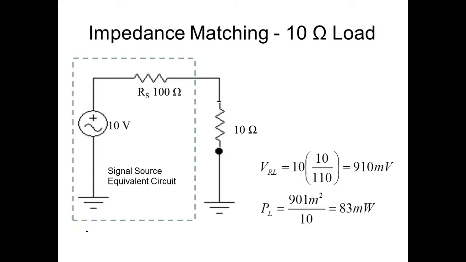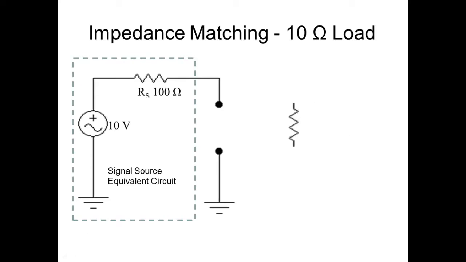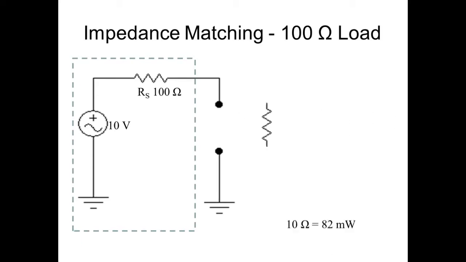Okay, so here's the math. I came up with 83 milliwatts. Are we okay? Okay. So what we're going to do is take that thing out and put the 100 ohm resistor in there. Now let's calculate the power to the 100 ohm resistor using the same formula.